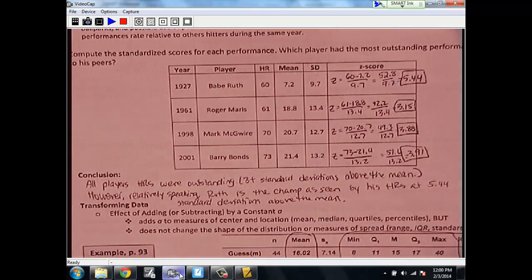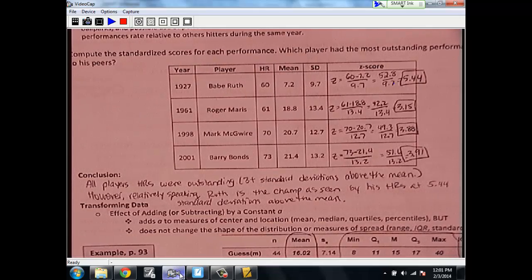So we look at these Z-scores, and we see which one is the highest. They were all phenomenal. To be 3 standard deviations above the mean is just basically unheard of. And we'll see why in the next section. But this is like saying 99% of the people are below you. So to be at 5 standard deviations above the mean, you're like never ever going to see that.